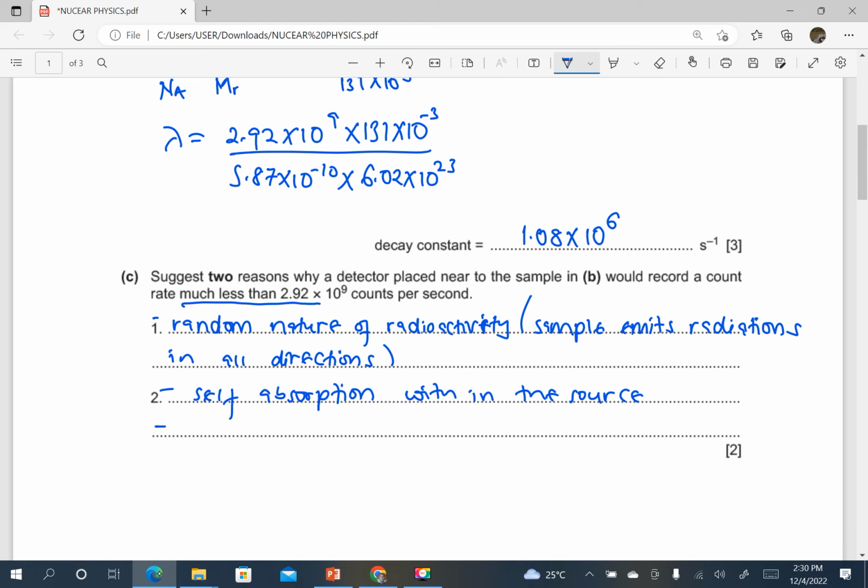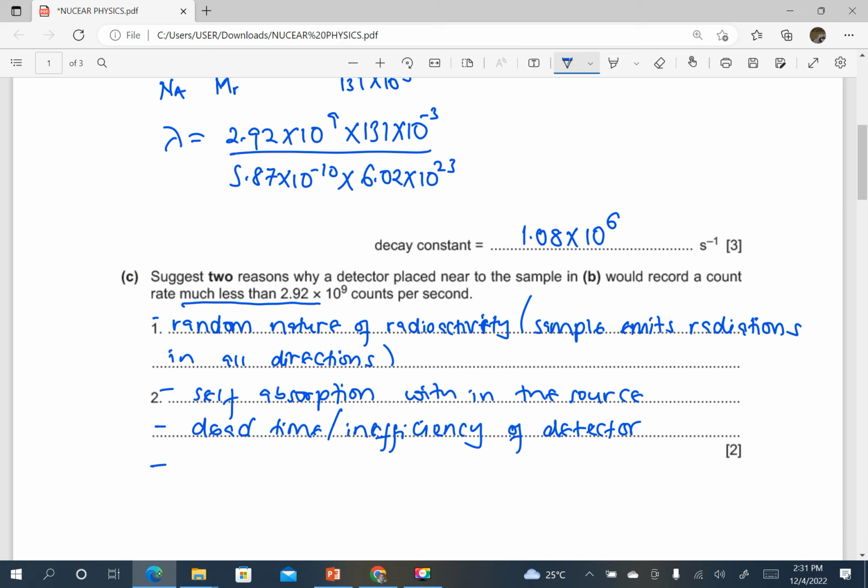There could be a dead time or inefficiency of the detector. There could be a time when the detector is not working or it is inefficient. That could also make the count rate to be less.